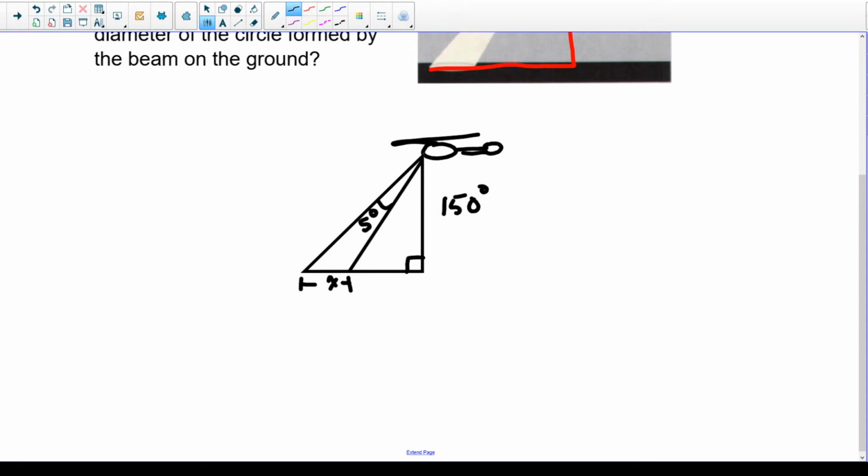So at the moment, we don't know how to find x, and even if you tried to use sine and cosine law, you wouldn't be able to because you don't have any lengths given in that weird triangle, okay? So we need to come up with a plan of attack.